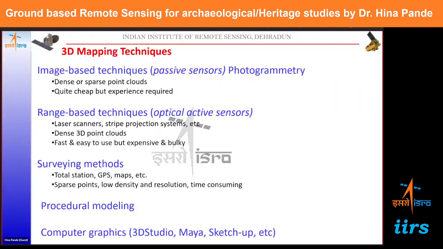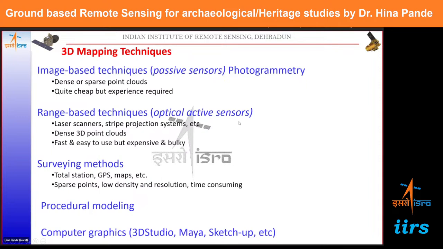So let us first take a summary of what are the methods and techniques which are able to give us 3D data. They can be categorized into image-based methods, which we call photogrammetry. These are able to give us dense point clouds or sparse point clouds, as the case may be, or the requirement. They are cost effective, but the user needs to have some experience in processing the images and extracting data from them. Then we have range-based methods.